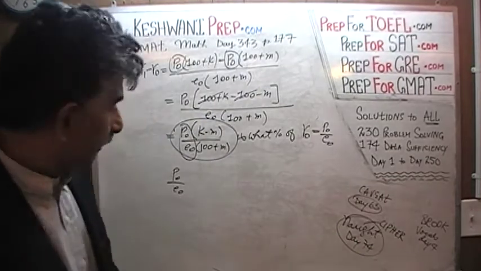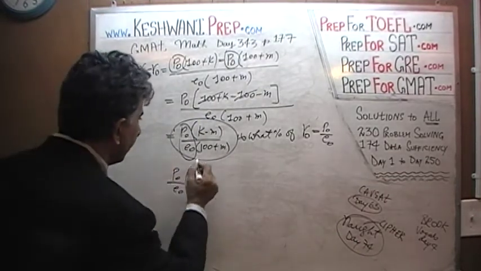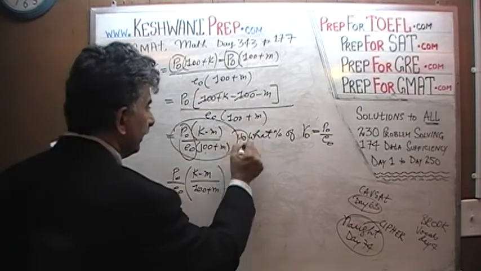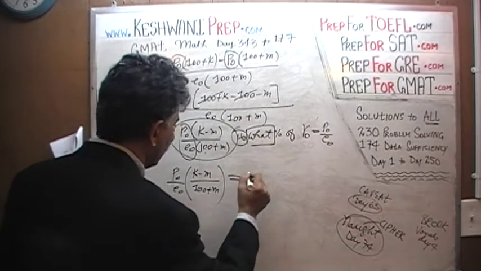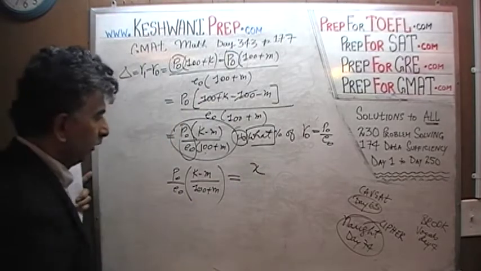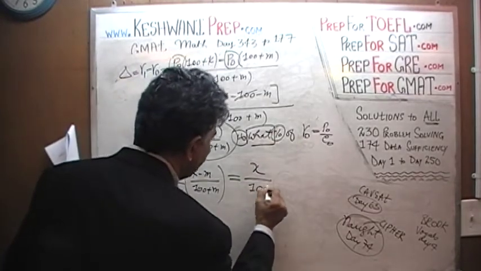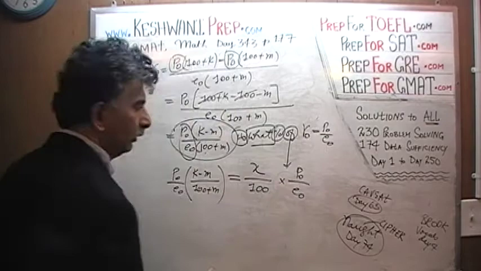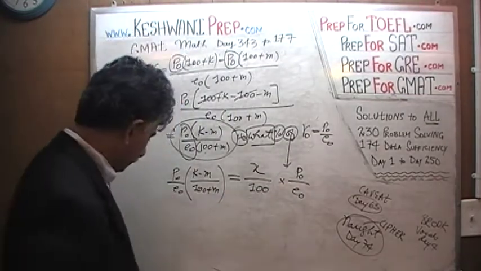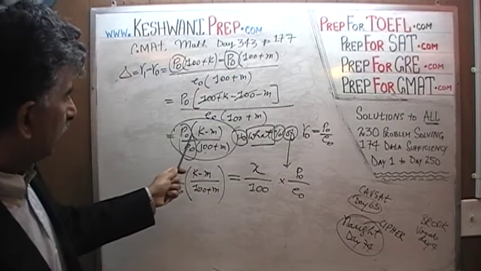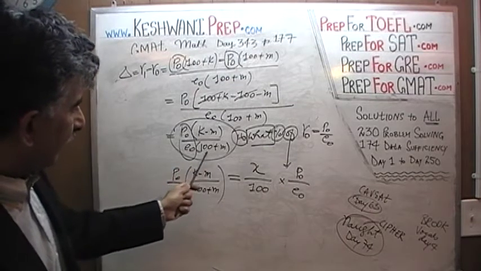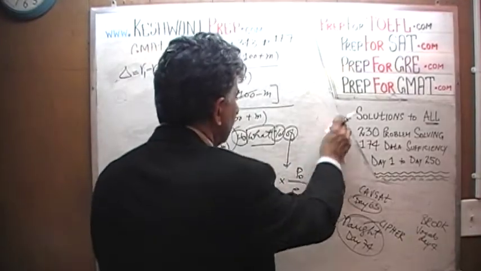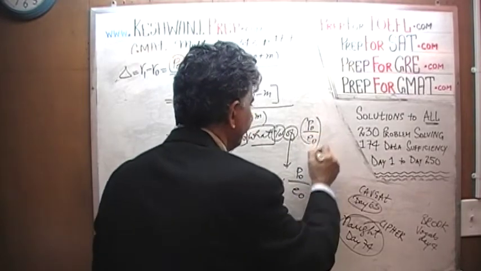So that's what we've been saying here. So P naught over E naught times K minus M over 100 plus M is equal to, what, let's use X for what. Percent means over 100, of means times P naught over E naught, right here, of P naught over E naught, because the question is this quantity that we found here, P naught over E naught times K minus M over 100 plus M, is what percentage of the original ratio, which is P naught over E naught.